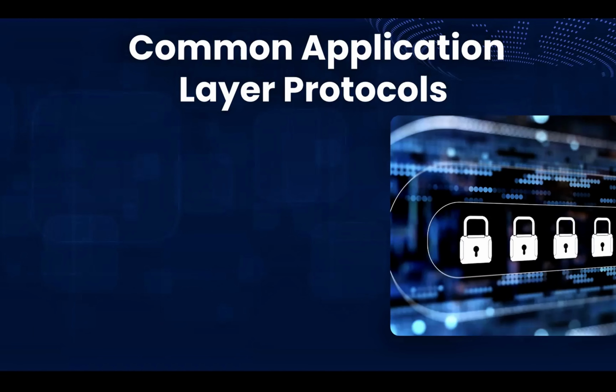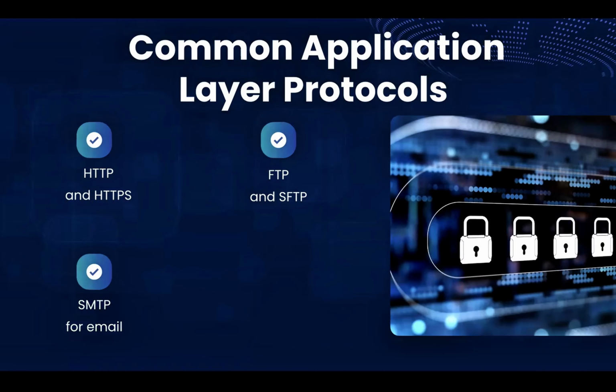Now, what are the common application layer protocols we have? I want you to know that application layer protocols support everyday services. So here are some of the common protocols for the application layer. The first one is HTTP and HTTPS. These are used for web traffic. Then we also have FTP and SFTP, and these are used for file transfers. Then we have SMTP for email delivery and DNS for domain name resolution.